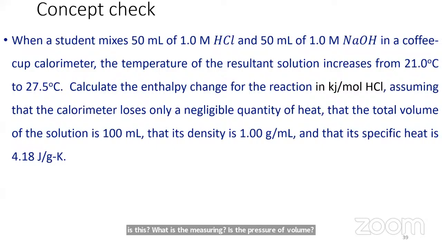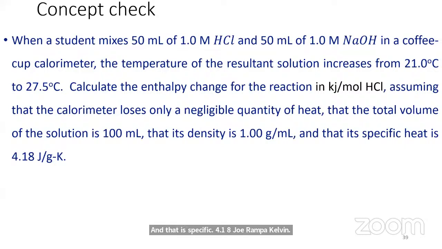Everybody, good, thank you. The temperature of the resultant solution increases from 21 degrees Celsius to 27.5 degrees Celsius. Calculate the enthalpy change for the reaction in kilojoule per mole HCl. So this is the one we are calculating. Assume that the calorimeter loses only a negligible quantity of heat, that the total volume of the solution is 100 ml, that its density is 1 gram per ml, and that its specific heat is 4.18 joule per gram per Kelvin.